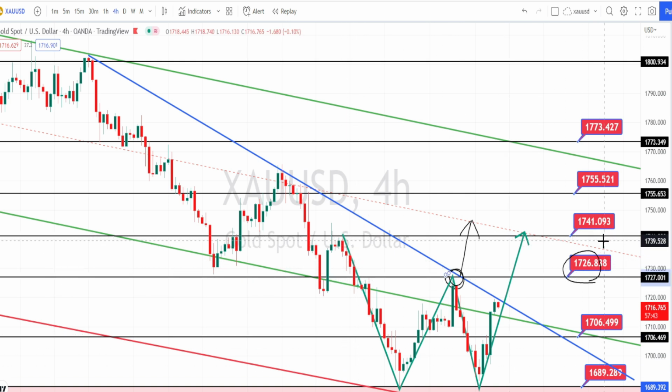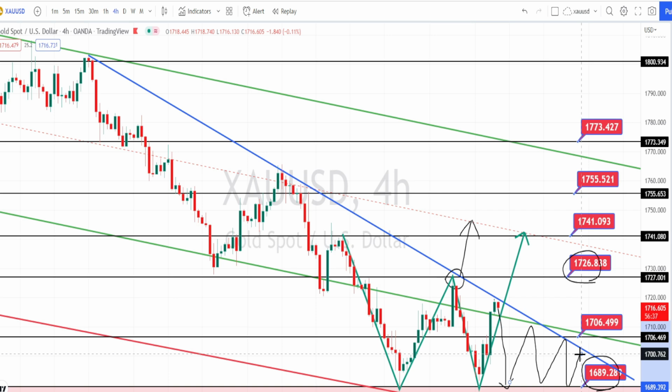So we can expect the next target to be 1741. And if the price action continues its bearish side retracement, we can expect it to take support on the daily time frame support level of 1689. It will be the continuation of the consolidation in 4 hours time frame also.